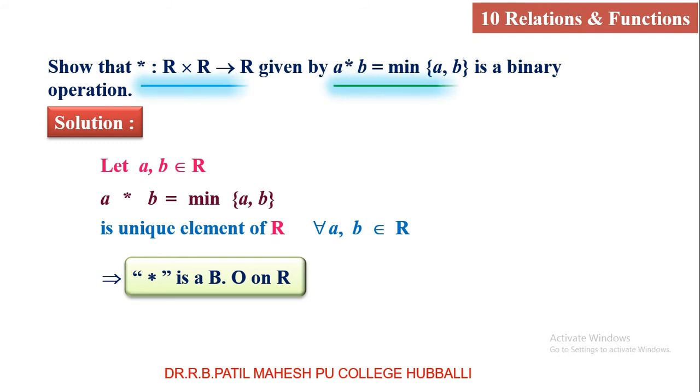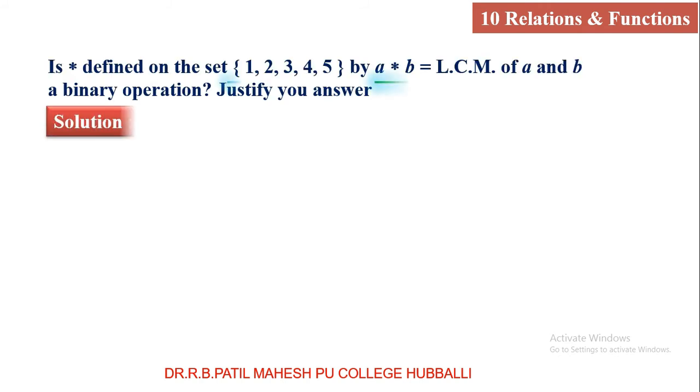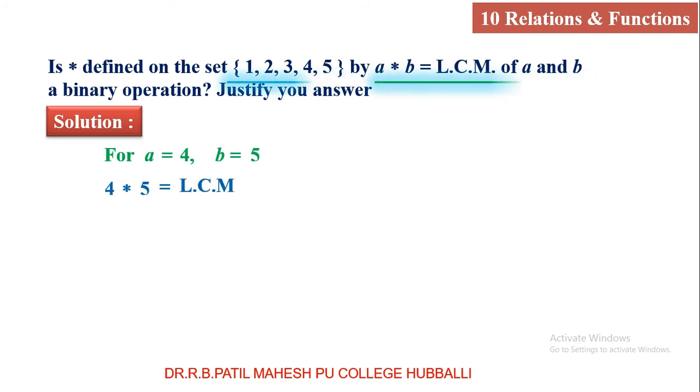1 mark question, students. Is star defined on the set 1, 2, 3, 4, 5 by A star B equal to LCM of A and B a binary operation? Justify your answer. Solution. For A equal to 4, B equal to 5, 4 star 5 is equal to LCM of 4 comma 5. What is the LCM of 4 comma 5? Definitely 20. That 20 does not belong to the given set. What is the given set we have?